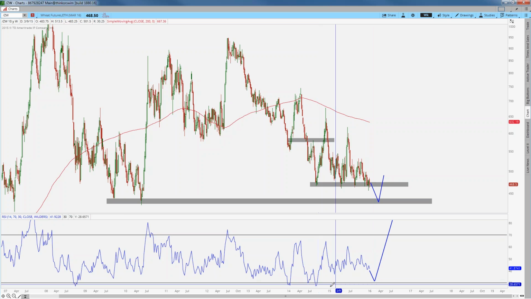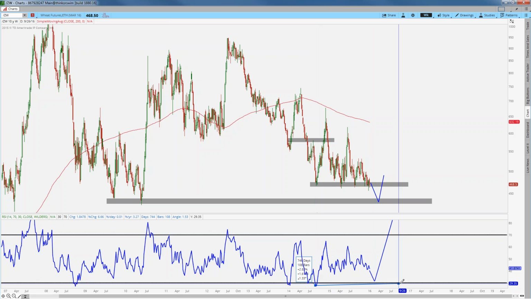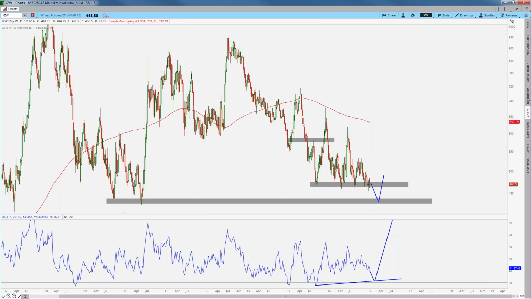Sorry, guys. Why isn't it letting me? There you go. Put in that higher low in momentum. Something like that. Maybe a retest and then a mean reversion. Maybe something like that in wheat. That's what I'm thinking, James. I hope that answers your question.